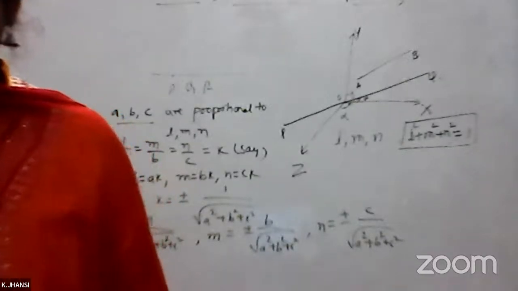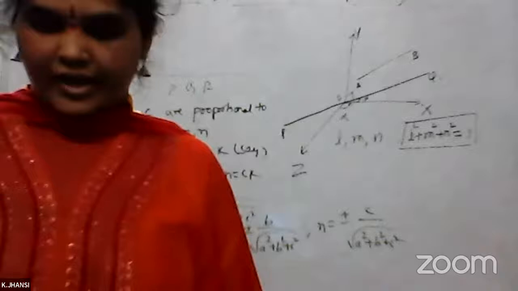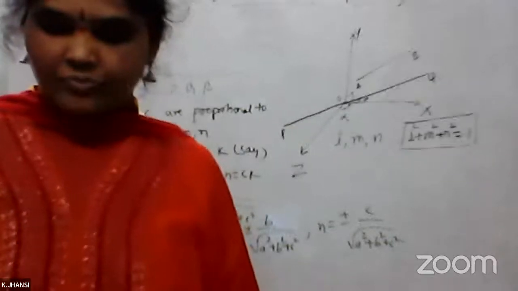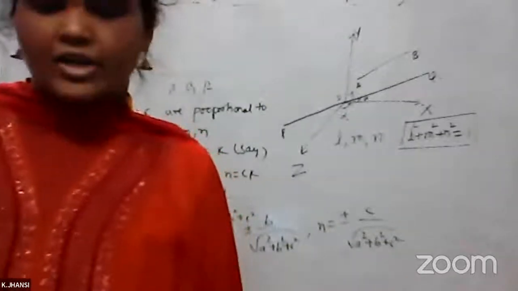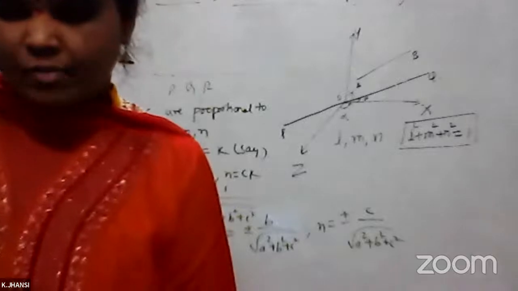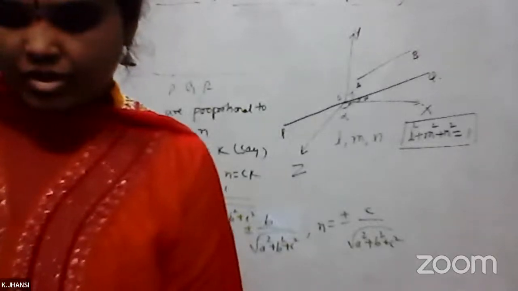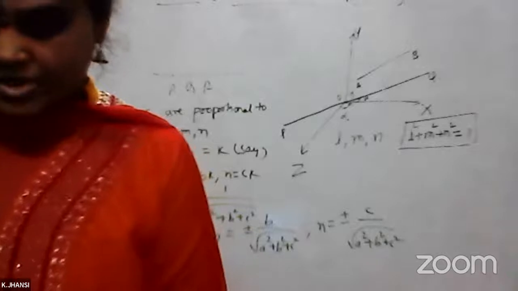See, on page number 19, you have the direction ratios of the line, A, B, C, given. With the help of that, you have to find the direction cosines. So this is the important one in unit 1. These 2 topics you have.